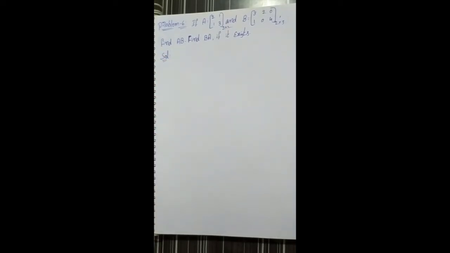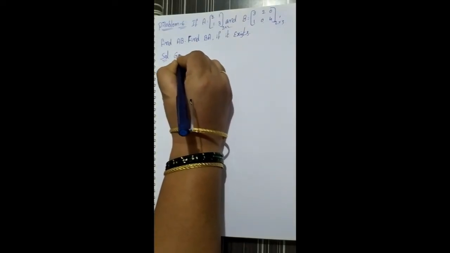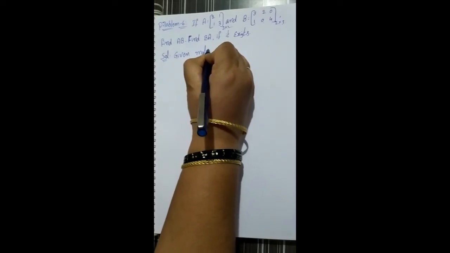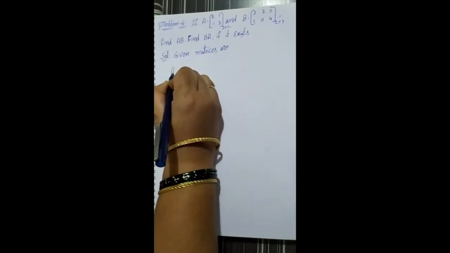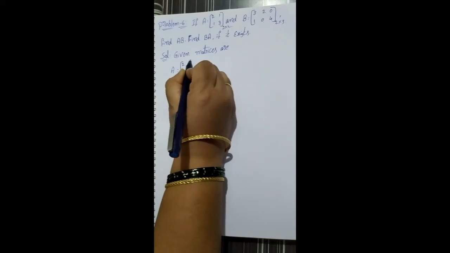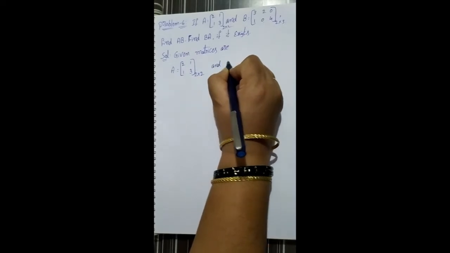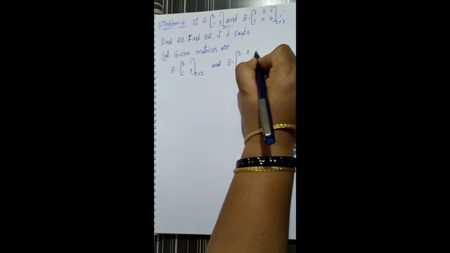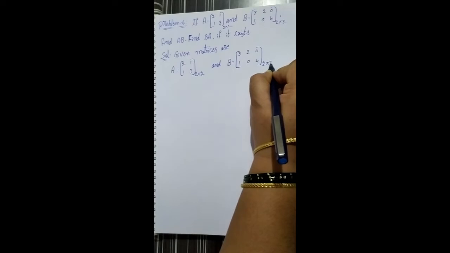Find out the condition. First write down the given matrices. In the solution, the given matrices are matrix A equal to 2 1 1 3 of order 2 by 2 and matrix B equal to 3 2 0 1 0 4 of order 2 by 3.